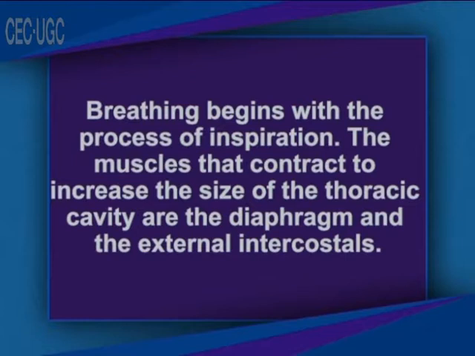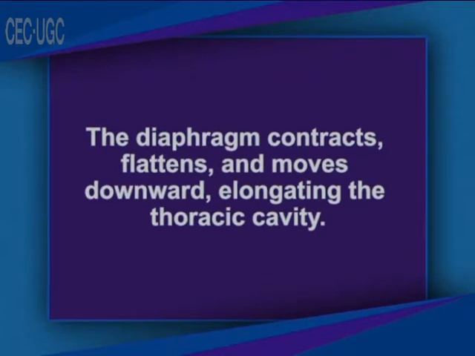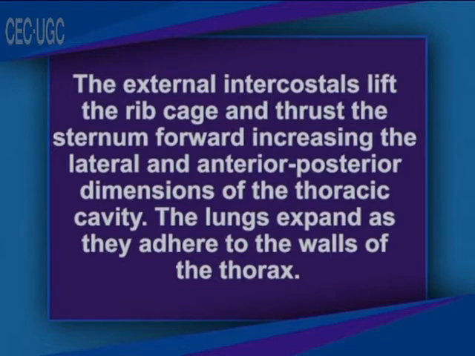The muscles that contract to increase the size of the thoracic cavity are the diaphragm and the external intercostals. The diaphragm contracts, flattens, and moves downward, elongating the thoracic cavity. The external intercostals lift the rib cage and thrust the sternum forward, increasing the lateral and anterior-posterior dimensions of the thoracic cavity.